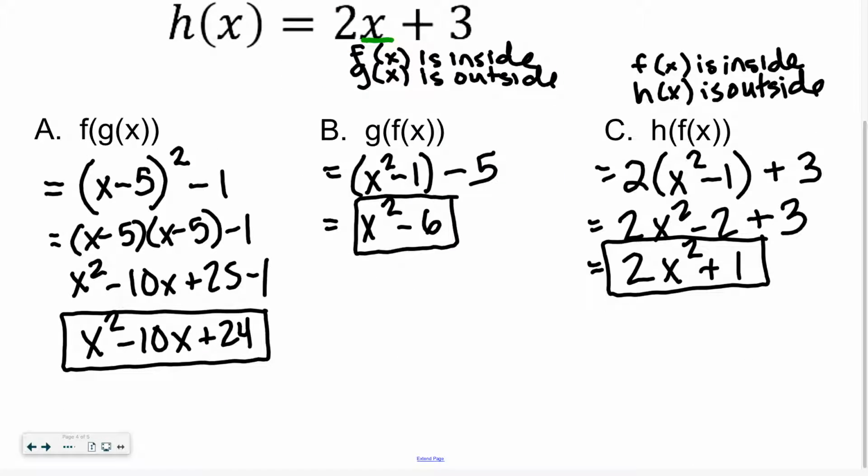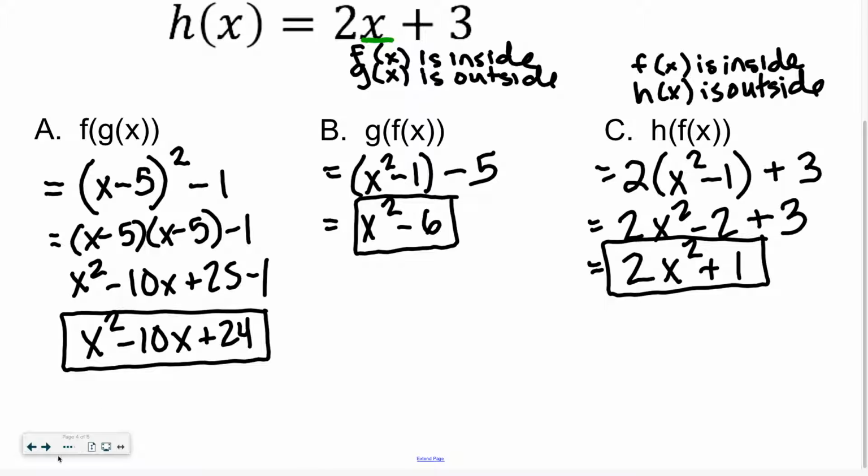So composing two functions is the process of substituting one function in for x in another function. If you're squaring it, you might expand it and FOIL it out. If you have something that you can distribute or multiply by, like we did in letter C, then you distribute the 2, or you might just be combining like terms, like we are in letter B.